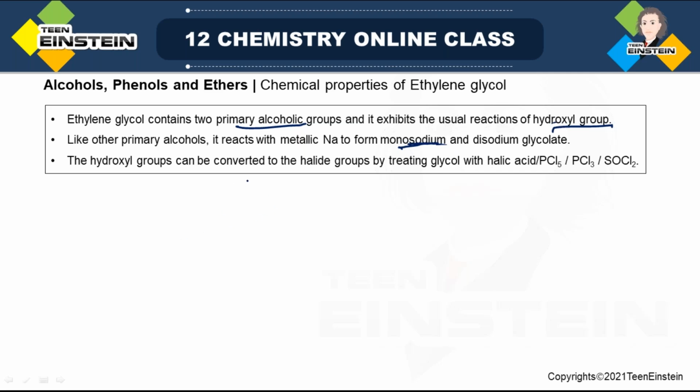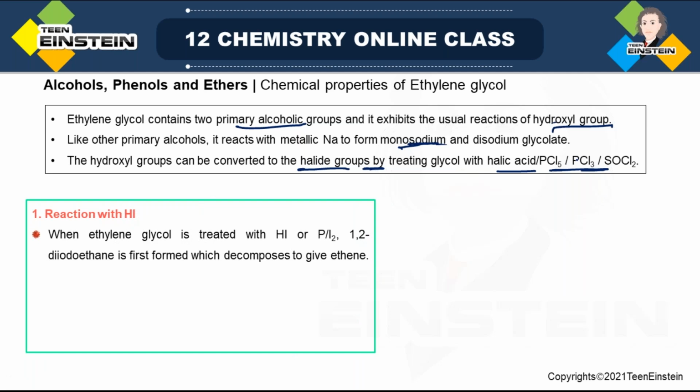So you can get a monosodium compound or a disodium compound. Now this hydroxyl group can also be converted to a halide group. If you are treating it with halic acid, the halide will come from this acid and be at the position of OH. You can also use any of the phosphorus reagents or thionyl chloride. This type of reaction we have already seen in the case of alcohols. As it is also a primary alcohol, you can expect these reactions.